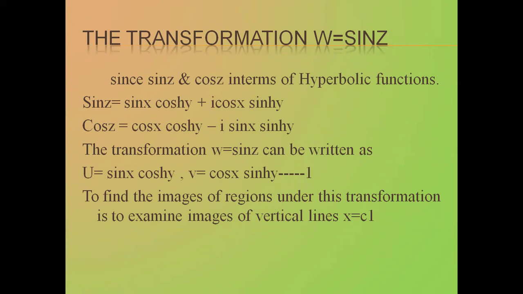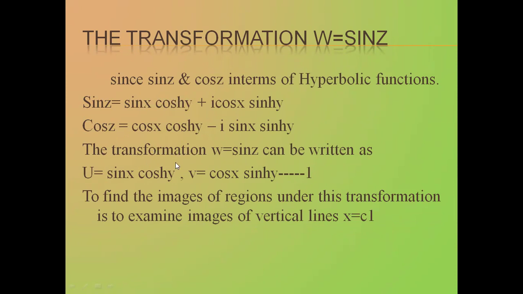Since sin z and cos z can be written in terms of hyperbolic functions, the sin z formula is sin x cosh y plus i cos x sinh y. Similarly, the cos z formula is cos x cosh y minus i sin x sinh y. So this is the hyperbolic function formula of sin z and cos z.